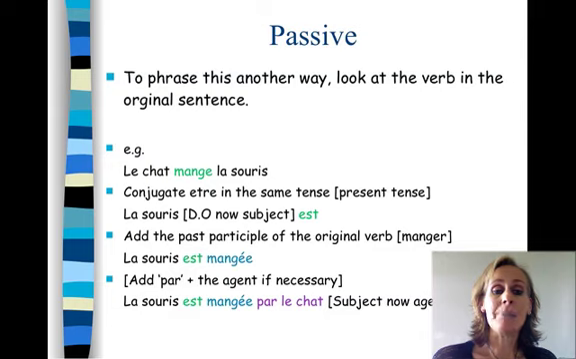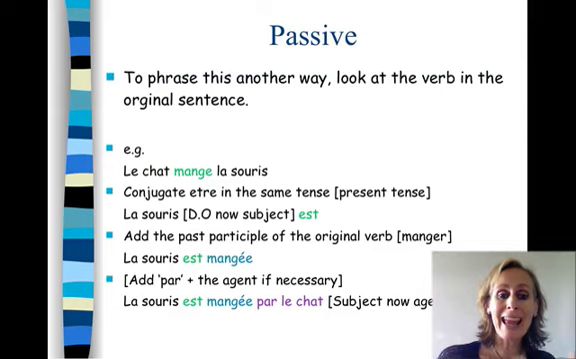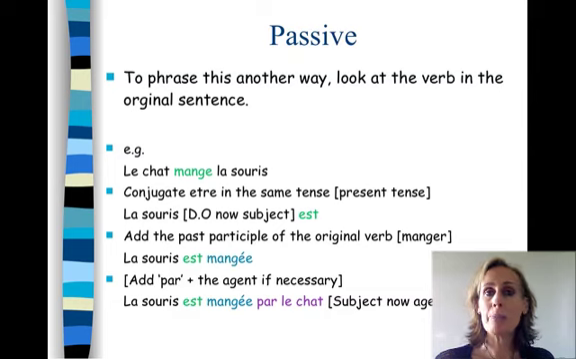We'll get to that. Then we add par plus the agent if necessary. You don't need to know who the action is done by in every passive sentence, but if you do, you add par plus the original subject of the active sentence. So the whole sentence would be la souris est mangée par le chat.